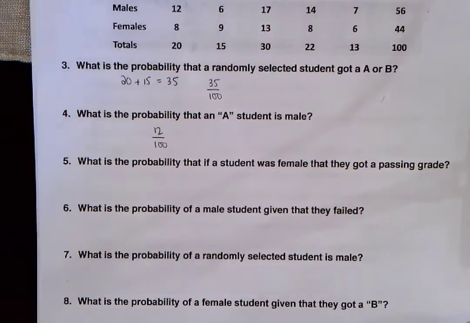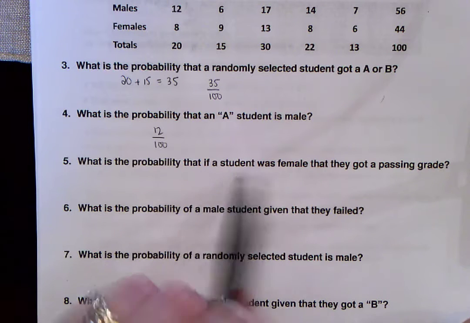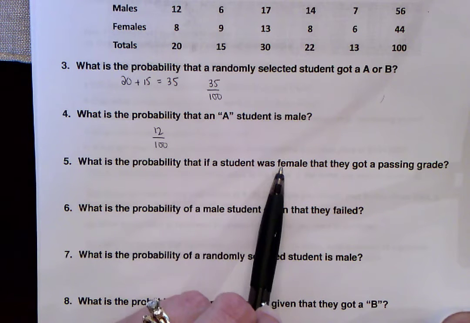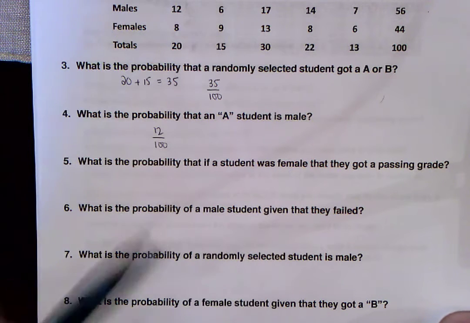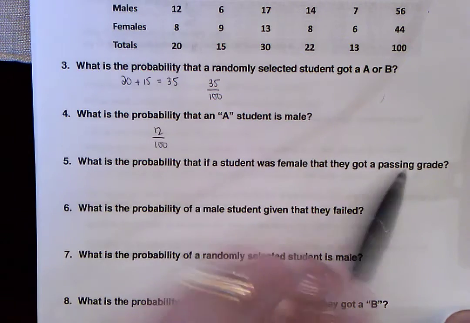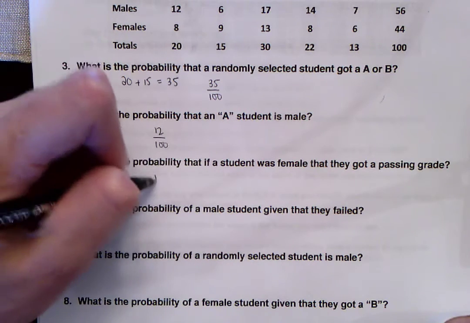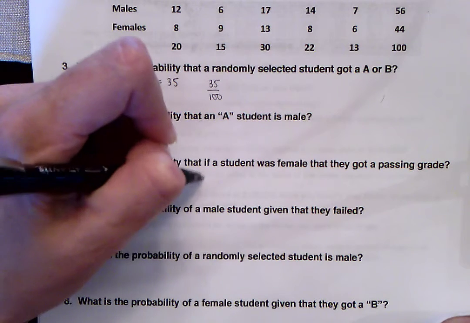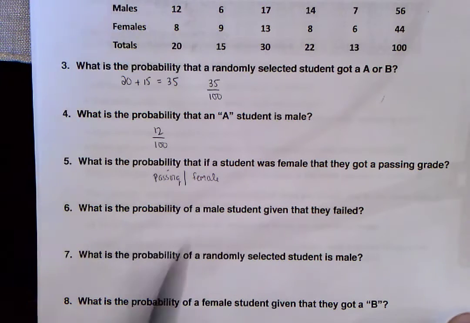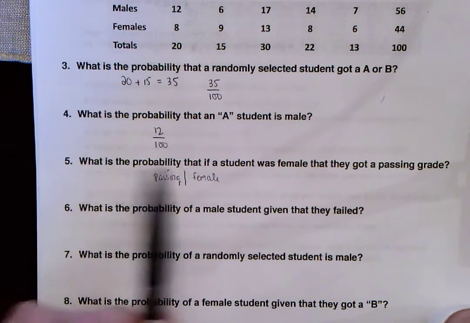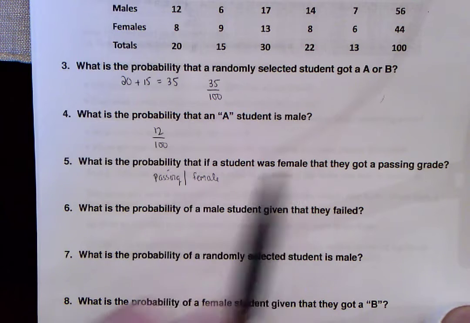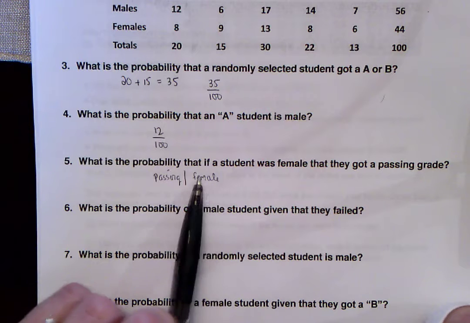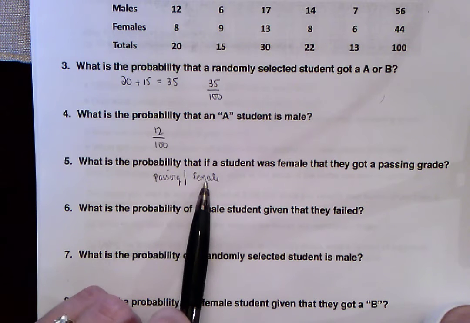So we keep going. What's the probability that if a student was female, so I think that means given that they are female, that they got a passing grade. So we'll say passing given female. Okay, because that's what it sounds like it's saying. So what's the probability that if a student was female, that they got a passing grade? So what's the passing grade given female? So let's look at how many females we have. That's going to go on the bottom.